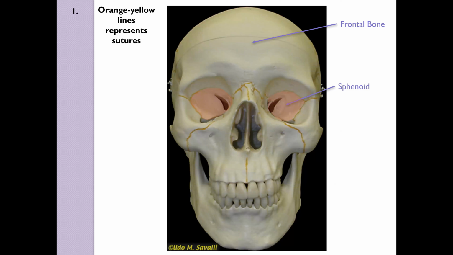The next bone is the zygomatic bone. These are your cheekbones. And again, you have two of these. You have one on each side. And again, I've highlighted them for you.